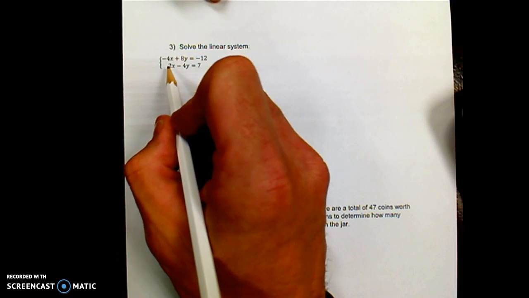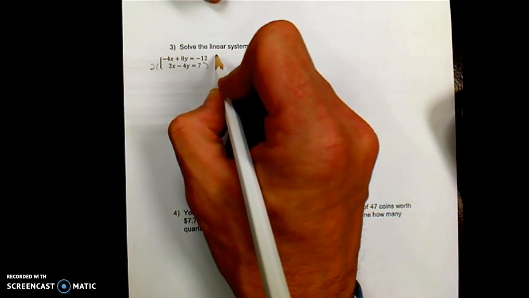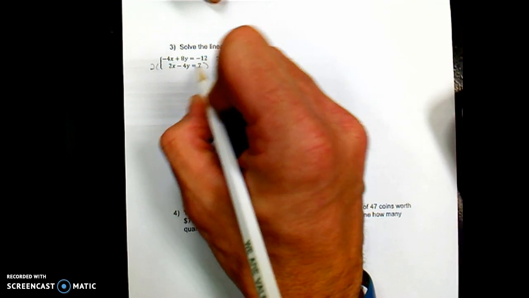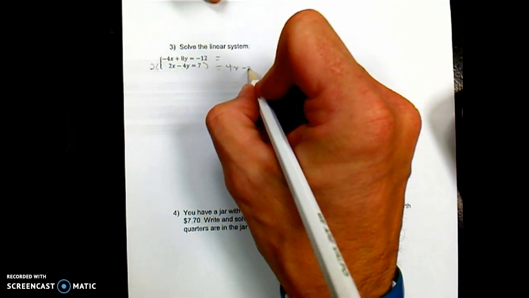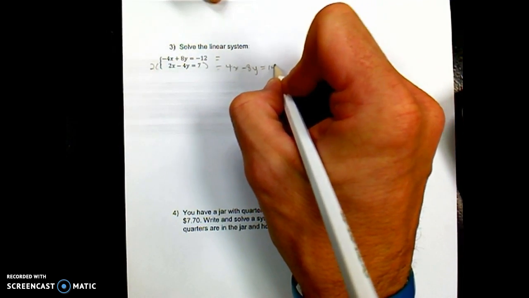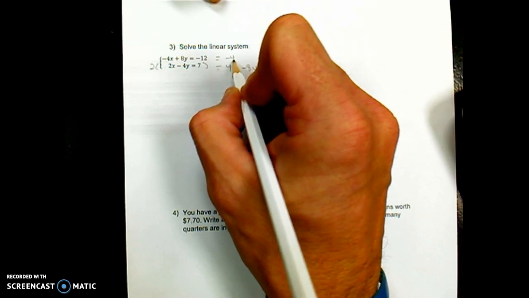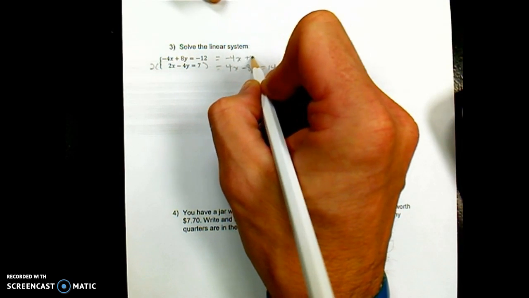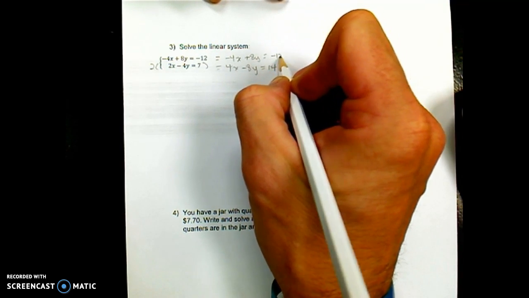I see the negative 4 and 2 have a relationship. I can multiply my second equation by 2. So 2 times 2x, that's 4x. 2 times negative 4y, negative 8y. 2 times 7, that's 14. And the first equation stays: negative 4x plus 8y equals negative 12.